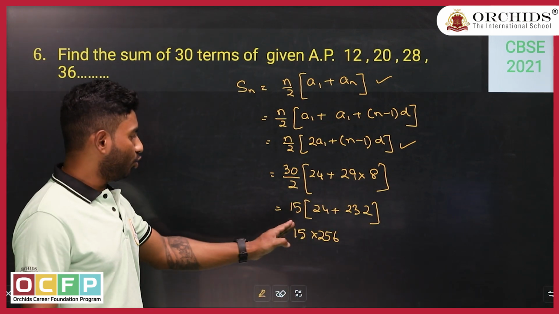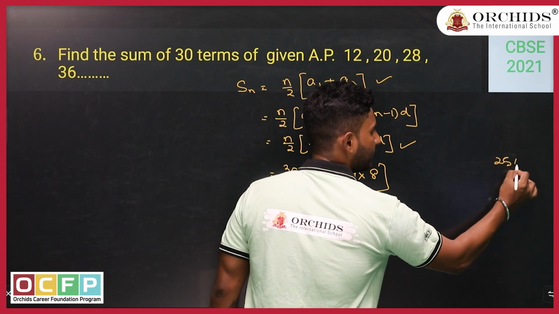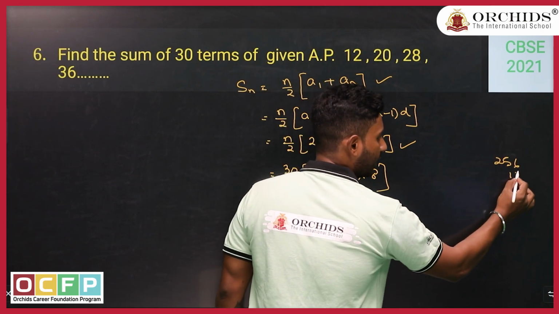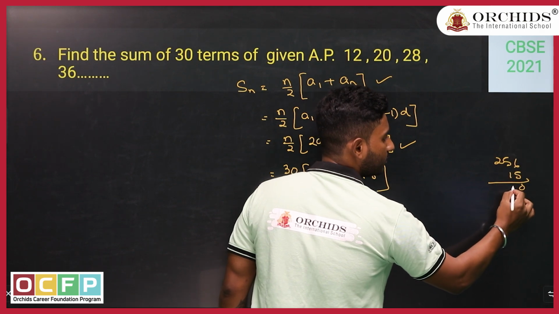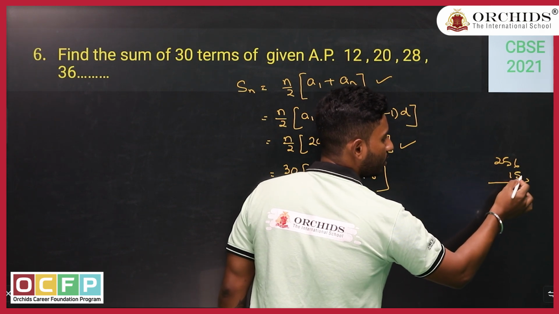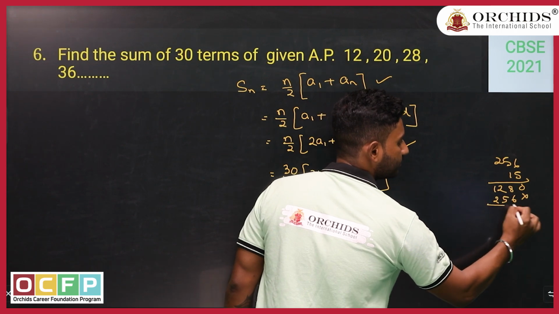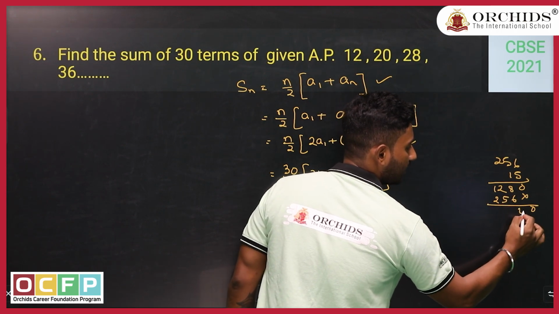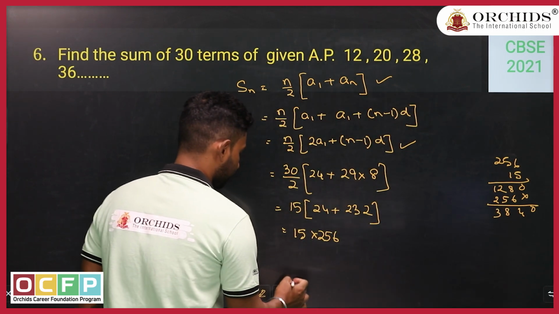256 into 15, you need to know. Just do it roughly. 256 into 15. 5 into 6, 30, 3; 5 into 5, 25, 28, 2; 5, 10, 12, 6, 5, 2. 8 plus 6, 14, 8, 3840.